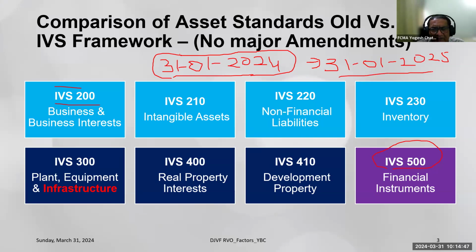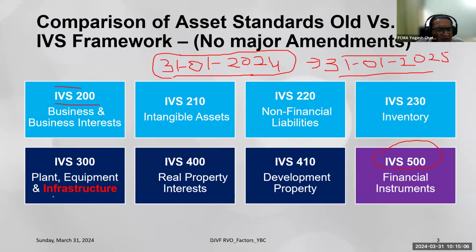To comply with the new standard. So in that also there are 8 asset-specific standards. So the number of asset standards is the same under both the current international valuation standard and the revised valuation standard.